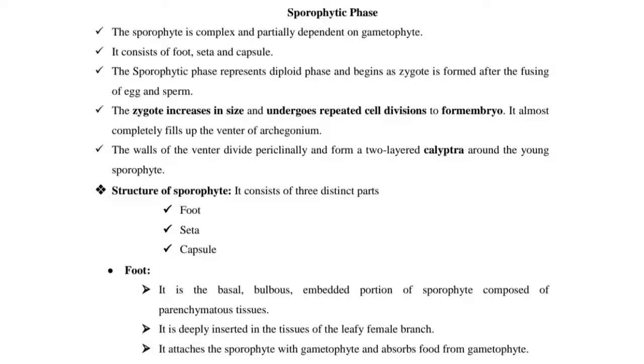It almost completely fills up the venter of archegonium. The walls of the venter divide periclinally and form a two-layered calyptra around the young sporophyte. Structure of sporophyte. It consists of three distinct parts: foot, seta, capsule.